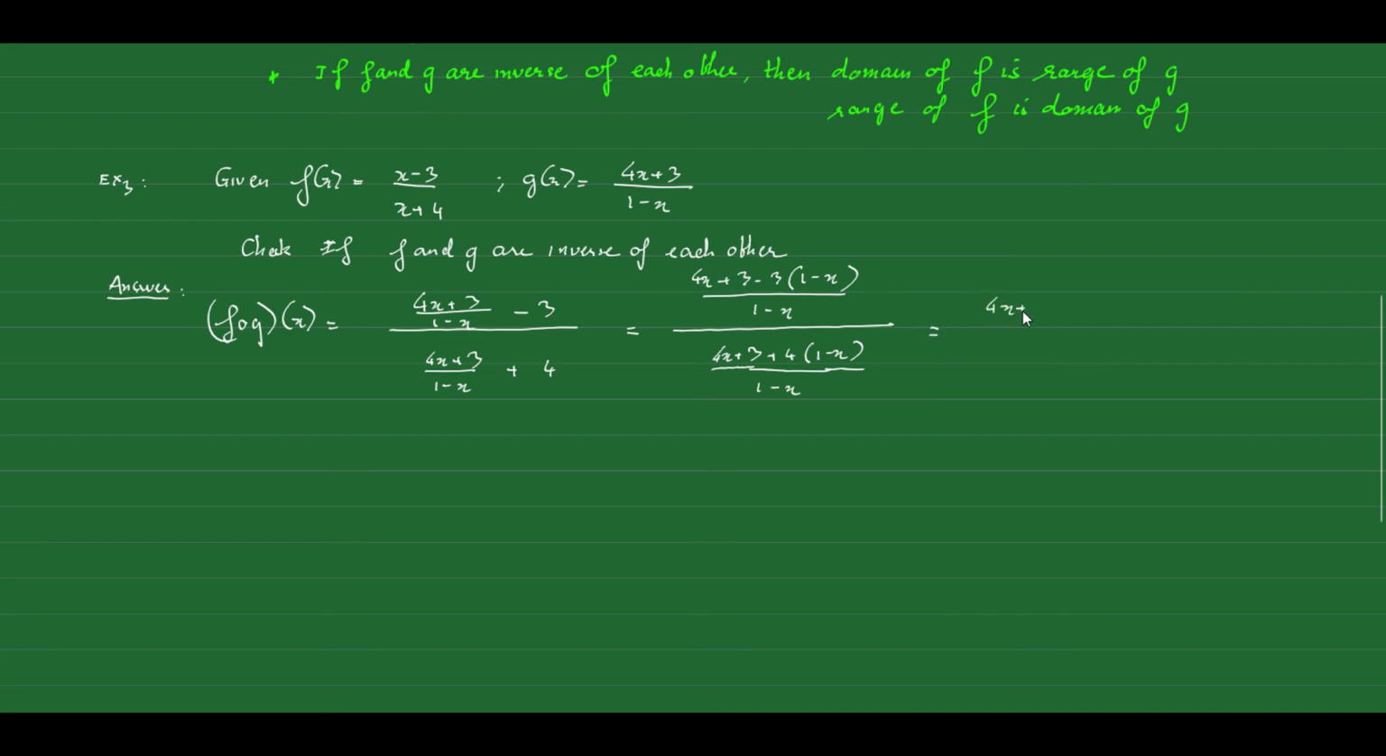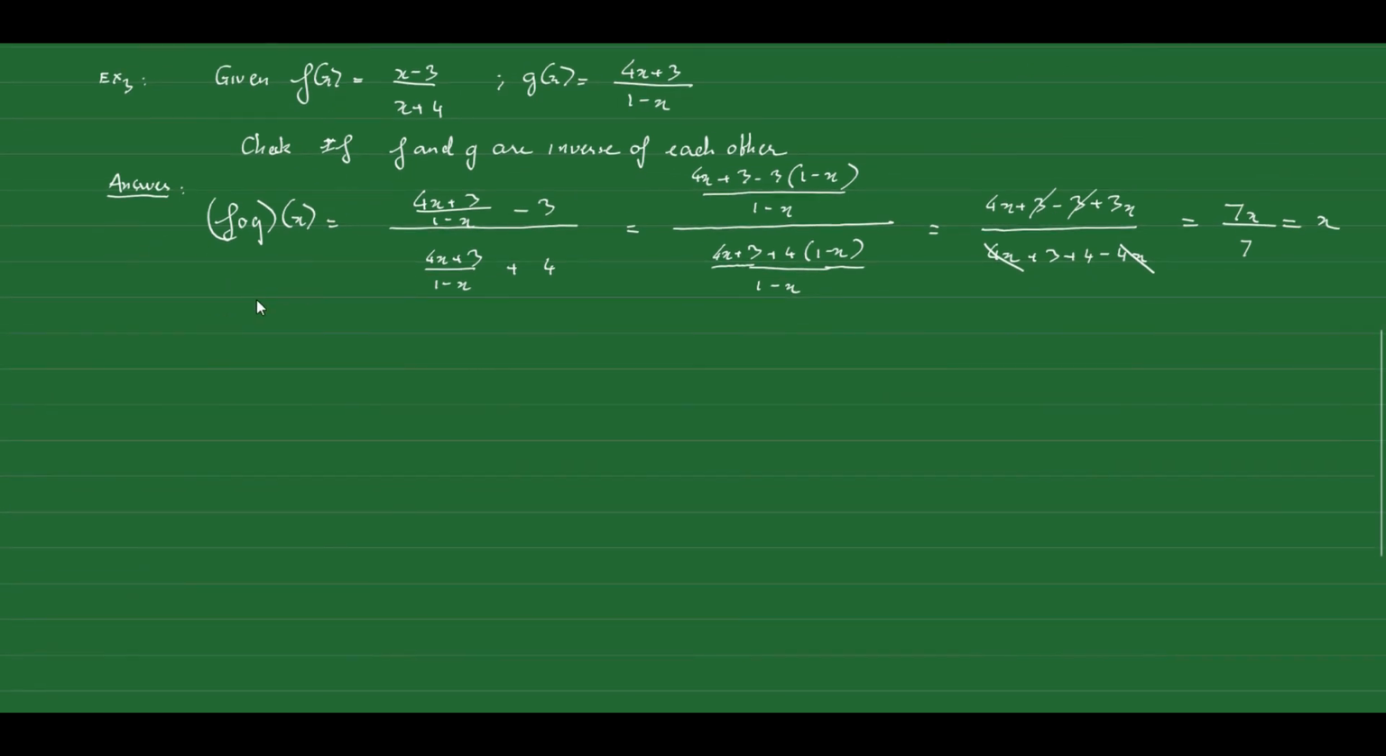So I have 4x plus 3 minus 3 plus 3x over 4x plus 3 plus 4 minus 4x. So they cancel out, so I have 7x. And this cancels out, I have 7. So I simplify that to x. Okay, now we have to do g composed with f. You have to do both.